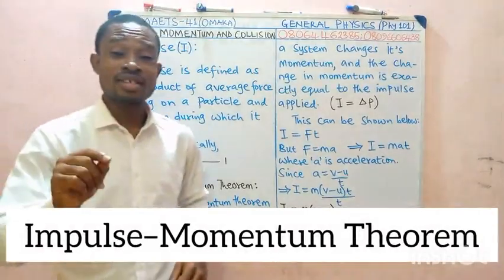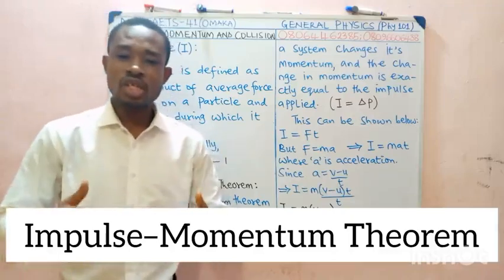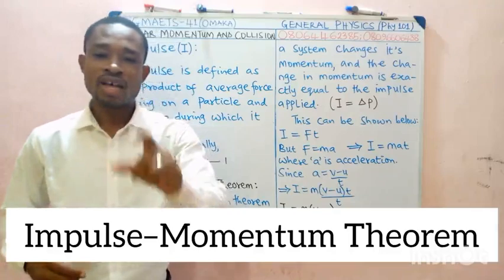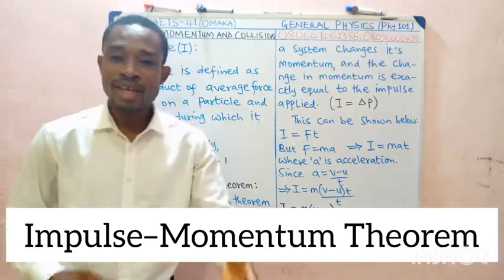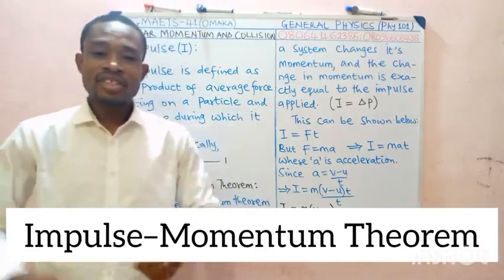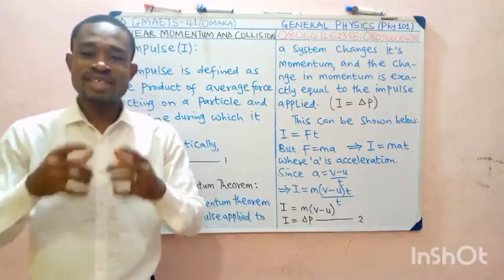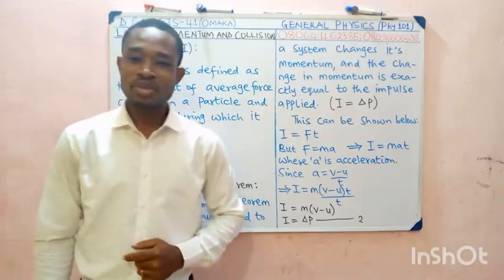This theorem states that the impulse that is applied to a system changes the momentum of that system. When you apply impulse on a system, the momentum of that system is expected to change. Now, the change in momentum there is exactly equal to the impulse applied. That is the impulse momentum theory.